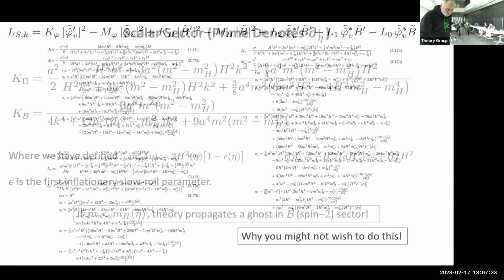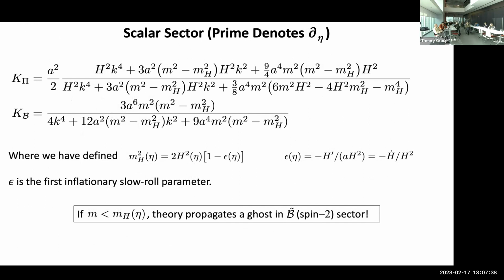So let's just look at the kinetic terms for these two scalar degrees of freedom, k pi and kb. B will end up being identified as a massive spin 2 scalar. K pi will end up being identified as the inflaton, one of the inflatons. But if you look at the kb term, here we've defined mh squared as 2h squared, the expansion rate as a function of conformal time, times 1 minus epsilon. Epsilon is minus h dot over h squared. When you do inflationary perturbations, you recognize this as the first inflationary slow roll parameter.